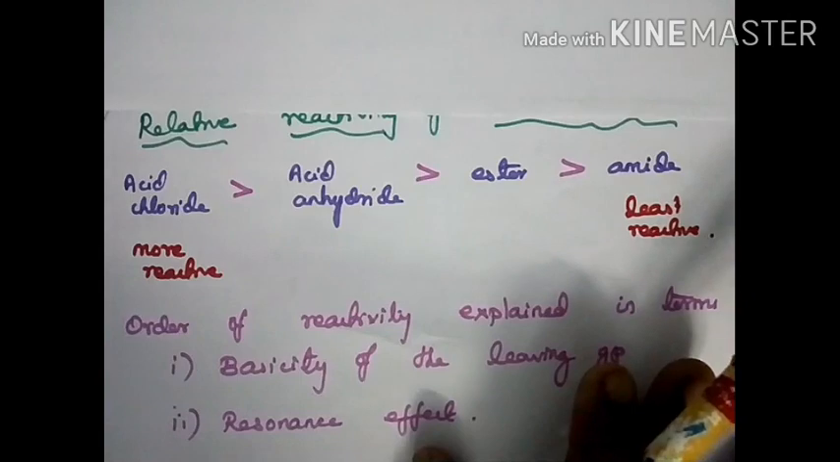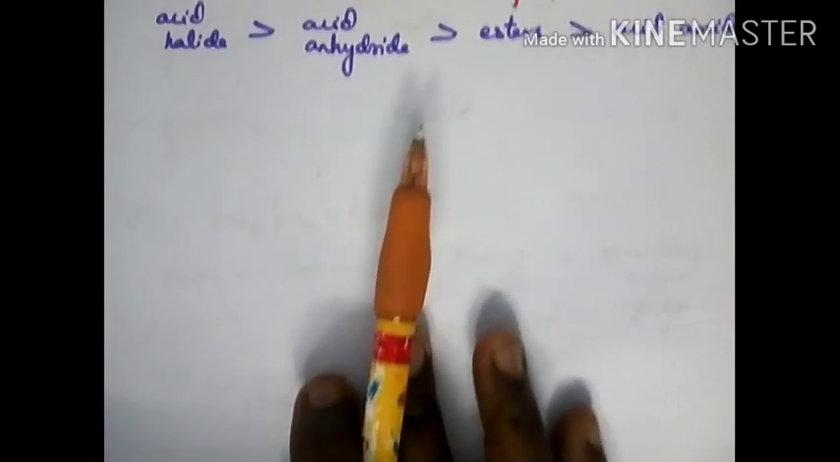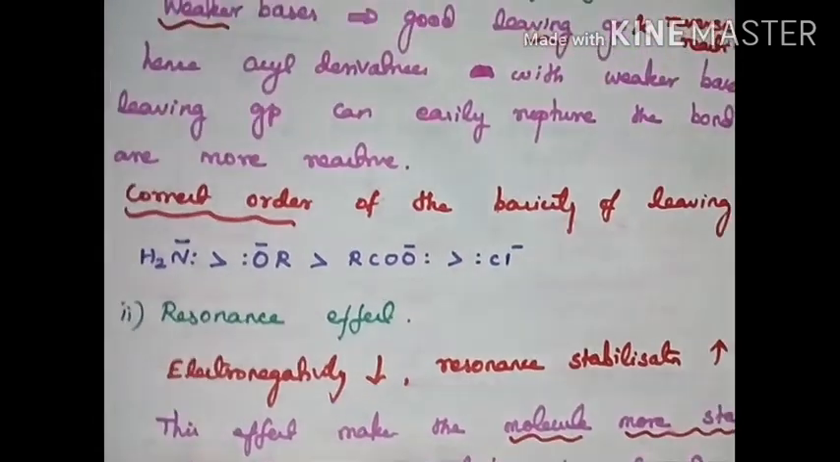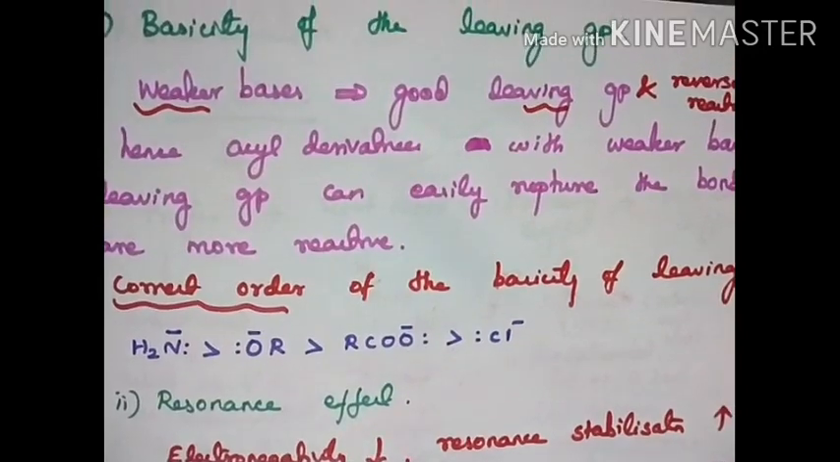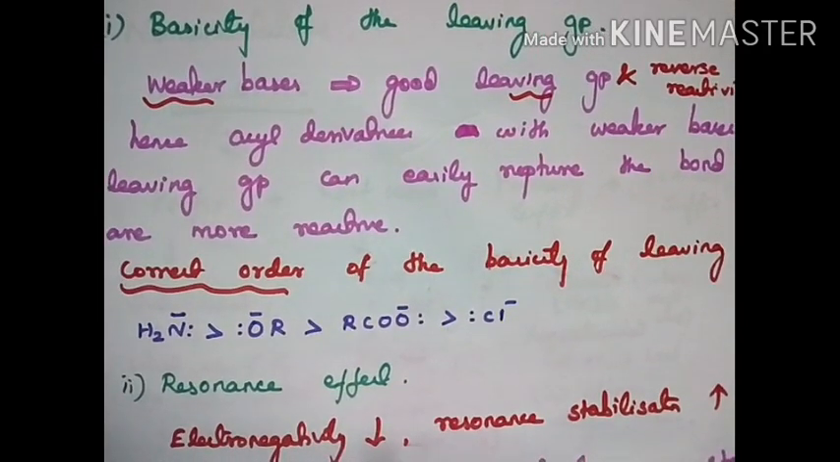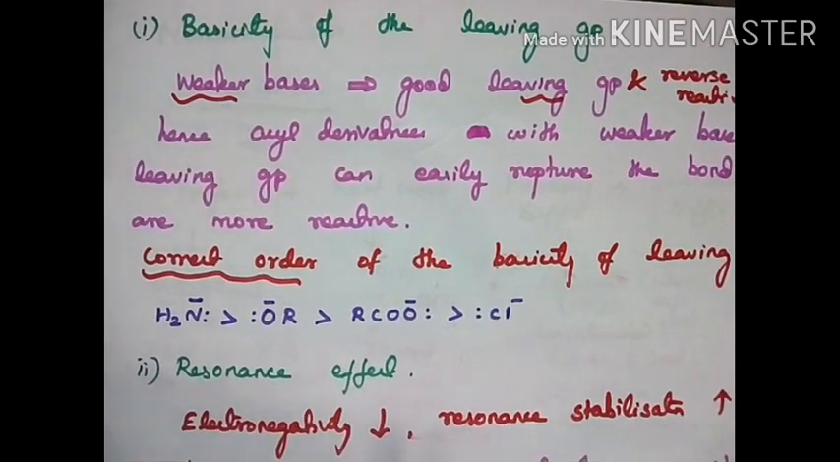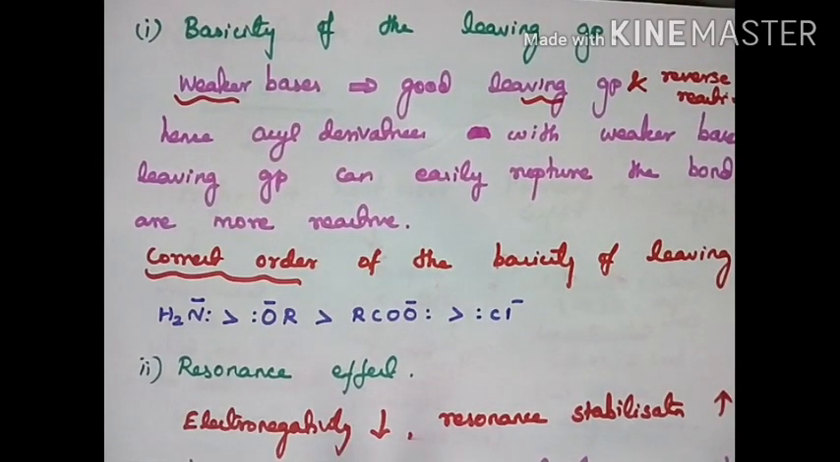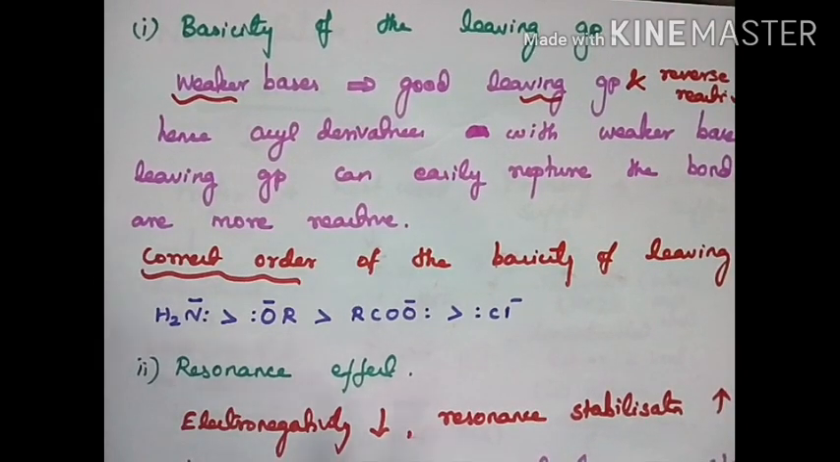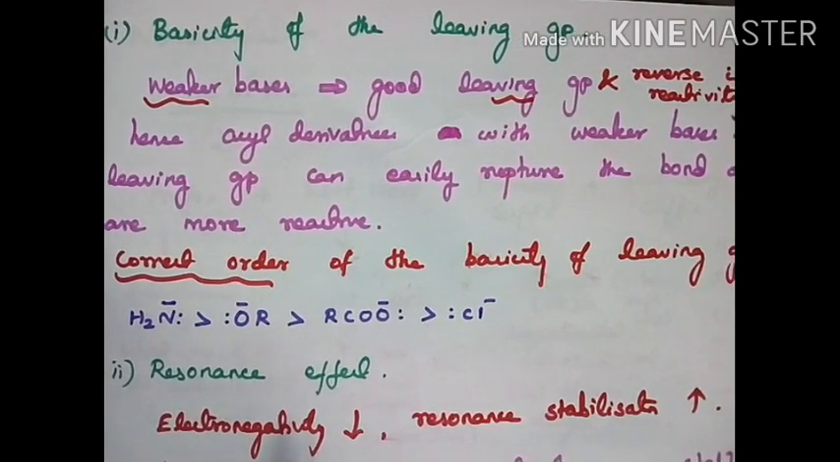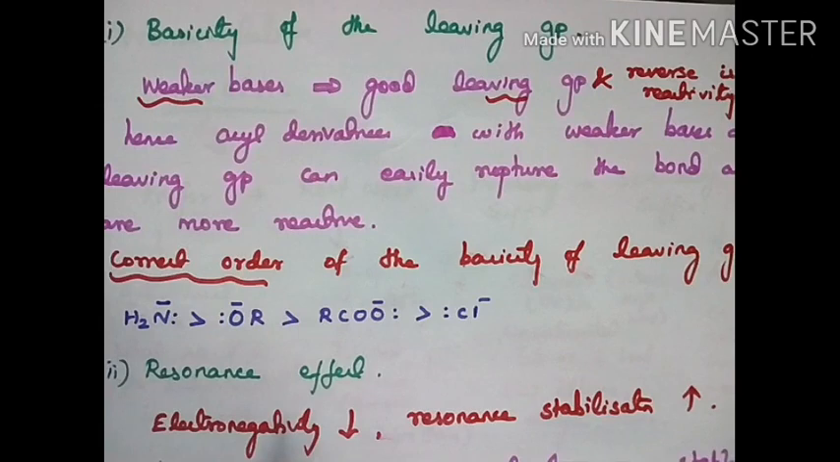So now we are going to see the explanation of these two terms: the basicity of the leaving group and the resonance effect. First we are going to see the basicity of the leaving group. Basicity means the availability of the lone pair of electrons on the nitrogen atom. We already explained this in amines. So basicity means the tendency to donate a pair of electrons.